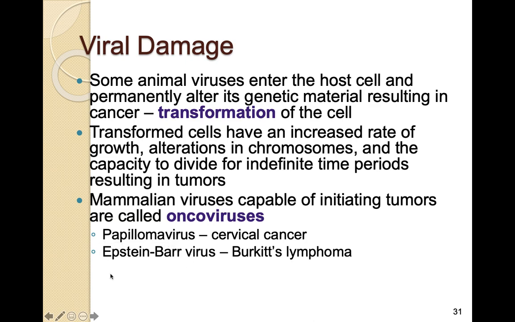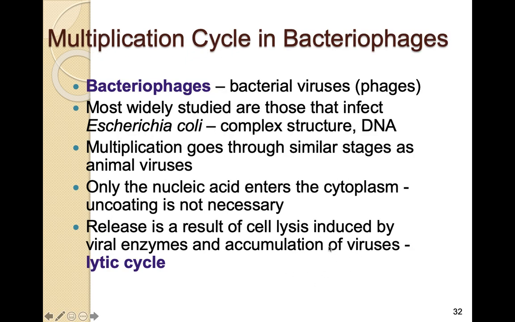Epstein-Barr virus, the virus that causes mono, can cause Burkitt's lymphoma. It's the same kind of concept. It causes lymph node cells to lose control of their ability to regulate cellular reproduction. So the cells just start to divide like crazy, which results in the formation of a tumor.